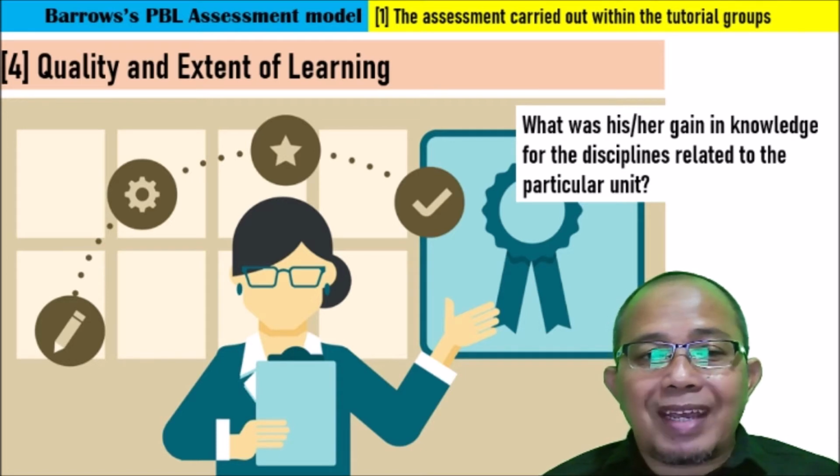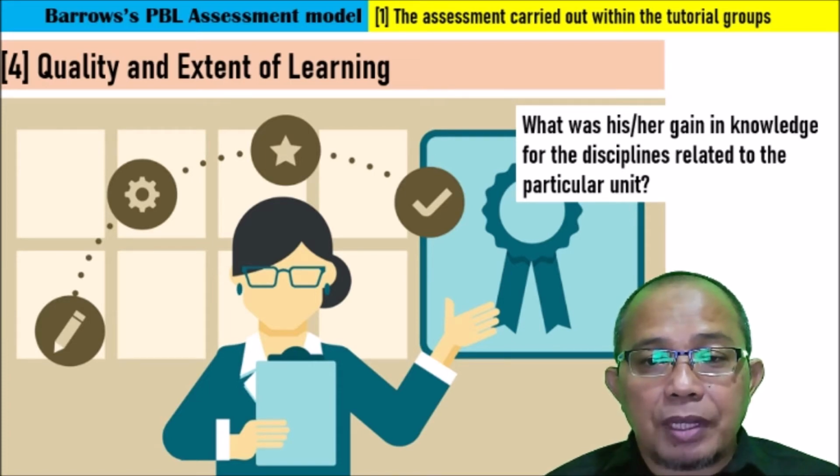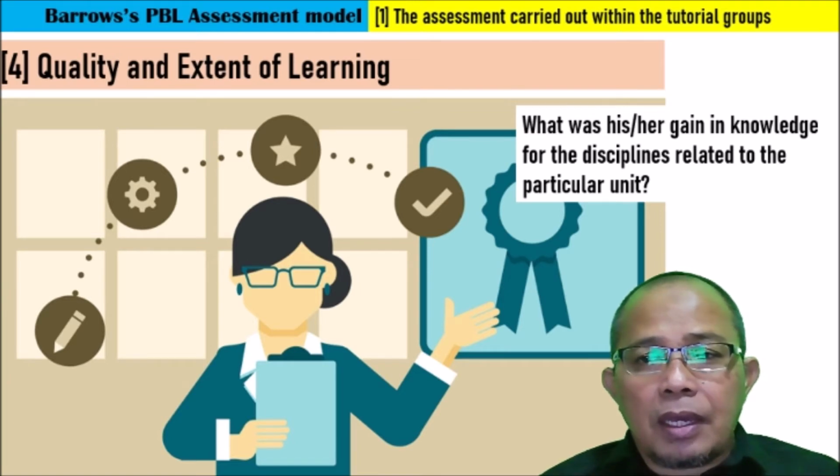4. Quality and extent of learning. Among the questions in the line is: what was his or her gain in knowledge for the disciplines related to the particular unit?